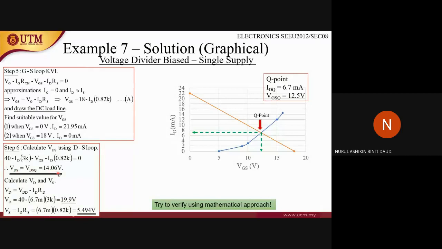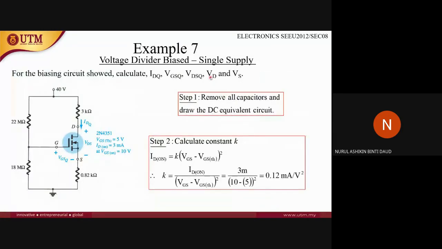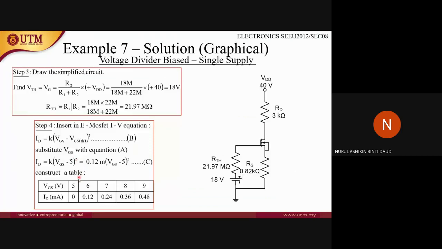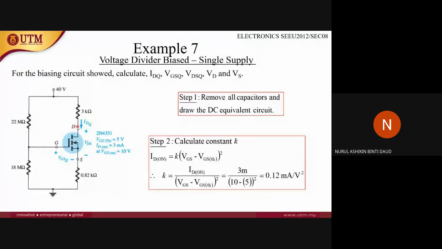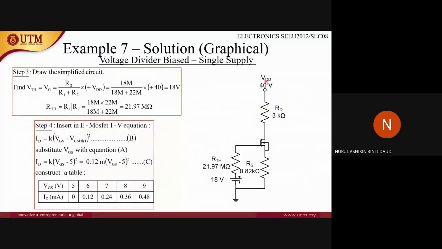The value is 14.06. Since the question asks to calculate VD, the voltage at D, and the voltage at S: VD is equal to VDD, which is 40 volts here, minus this potential drop. Look here, VDD minus this potential drop, and you will get the value of VD here.